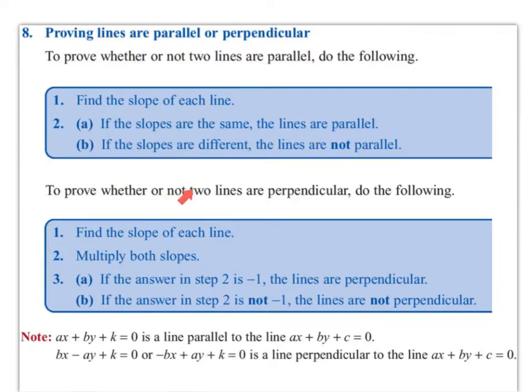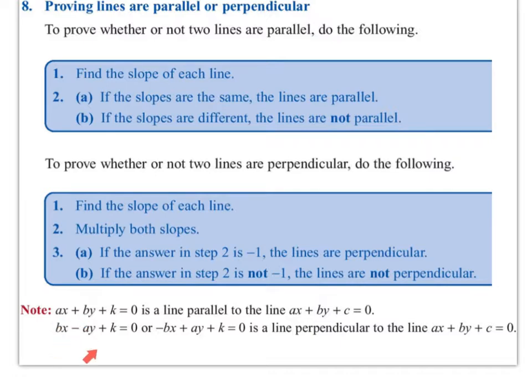To prove whether or not two lines are perpendicular, do the following. 1. Find the slope of each line. 2. Multiply both slopes. 3a. If the answer in step 2 is minus 1, so when you multiply the slopes together you get minus 1, then the lines are perpendicular. B. If the answer in step 2 is not minus 1, so when you multiply the two slopes and you don't get minus 1, then the lines are not perpendicular.